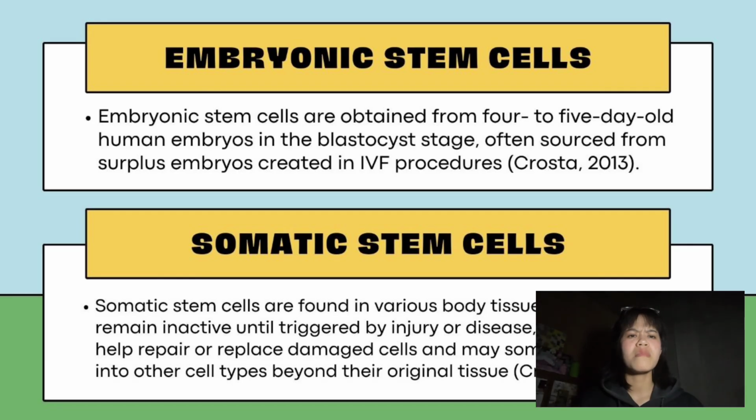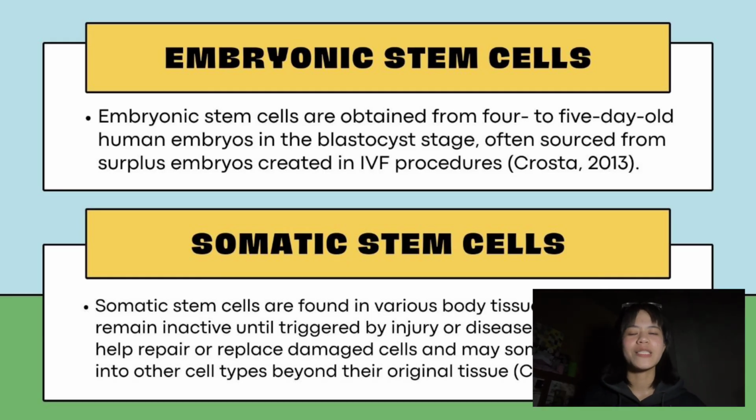So what makes embryonic stem cells special is that they can turn into any type of cell in the body, like the heart, skin, brain, or muscles. Because of this, they are very useful in research and medicine.